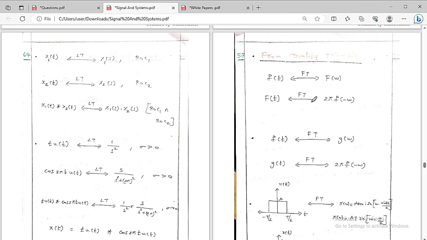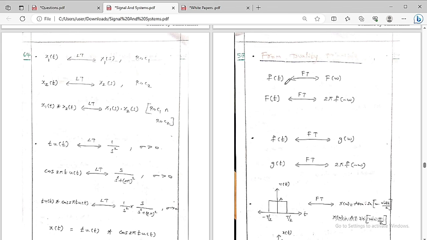So this is regarding the duality theorem. But in this question, what they have mentioned is, if small f of t has a Fourier transform small g of omega, then small g of t has a Fourier transform 2 pi into small f of minus omega. That's it. Here you replace omega by t, multiply by 2 pi, and replace t by minus omega. Therefore we get 2 pi into f of minus omega. This is a basic formula, and with the help of this formula only we have got this solution.